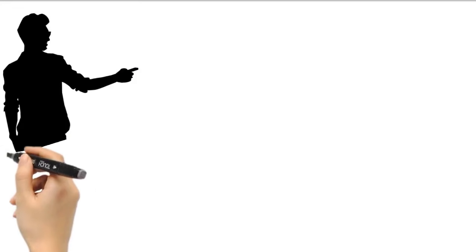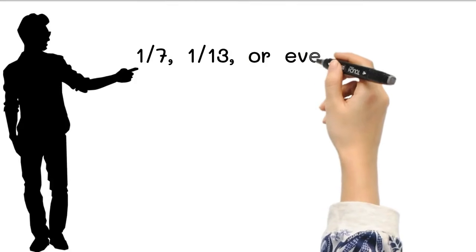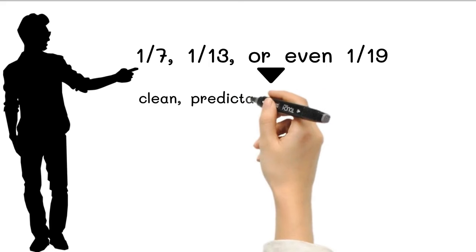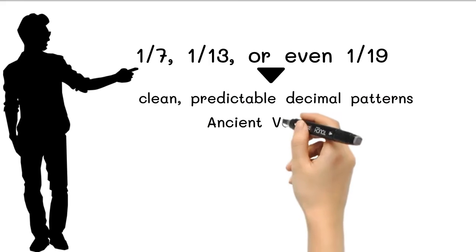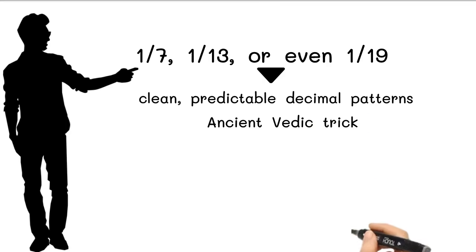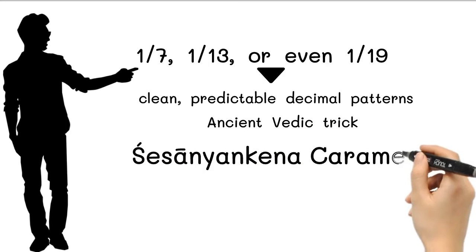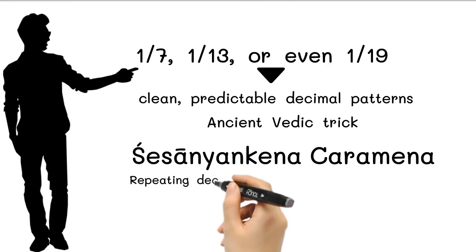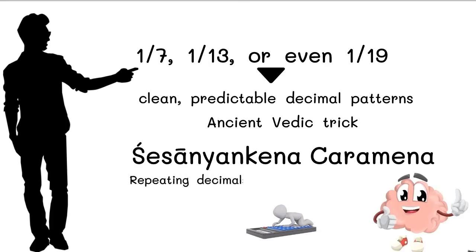Did you know you can break down complicated fractions like 1 upon 7, 1 upon 13, or even 1 upon 19 into clean, predictable decimal patterns, just using an ancient Vedic trick? That's right. Today, I'm showing you Chalana Caramina, a shortcut that unlocks repeating decimals without long division or calculators. Stick around, because by the end, you'll know how to crack 3 different fractions like a math ninja.